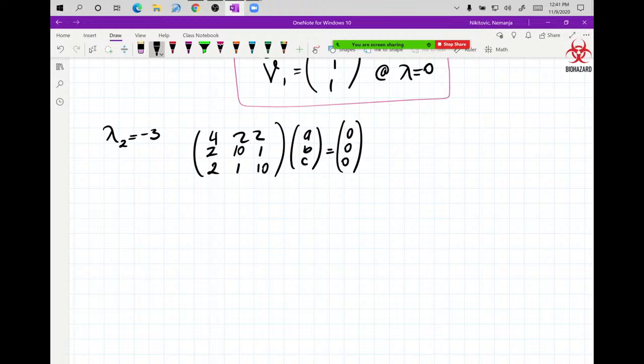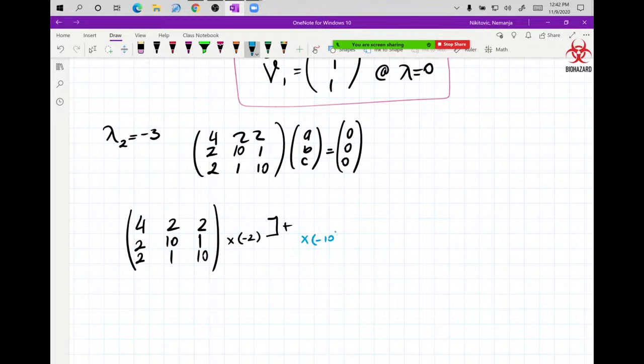4, 2, 2, 2, 10, 1, 2, 1, 10. I like to space these out so I can see exactly what I'm doing. This is going to be times -2 and added to the first one, and then times -10 and added to the second one. Now, you don't have to multiply by -10. You can just multiply by 10 and subtract 2 equations. It doesn't matter which way you do this.